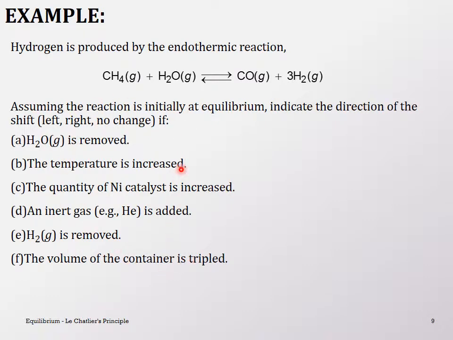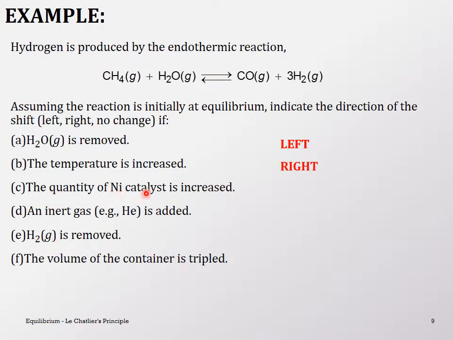This is the kind of question I would give you in an exam. If water is removed, water is on the reactant side, so your equilibrium will shift backward to compensate for that, which means your reaction will move left. If the temperature is increased, this is an endothermic reaction, meaning that heat is on the left-hand side. It is a reactant side. So if you increase the temperature, you also increase the reaction, which means that it goes towards the right-hand side.